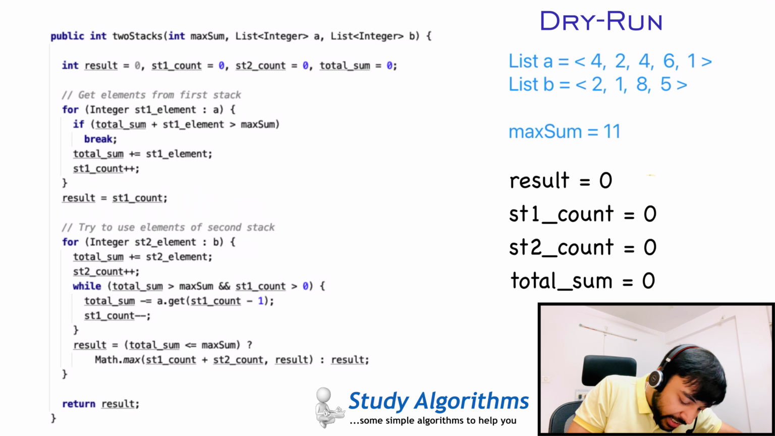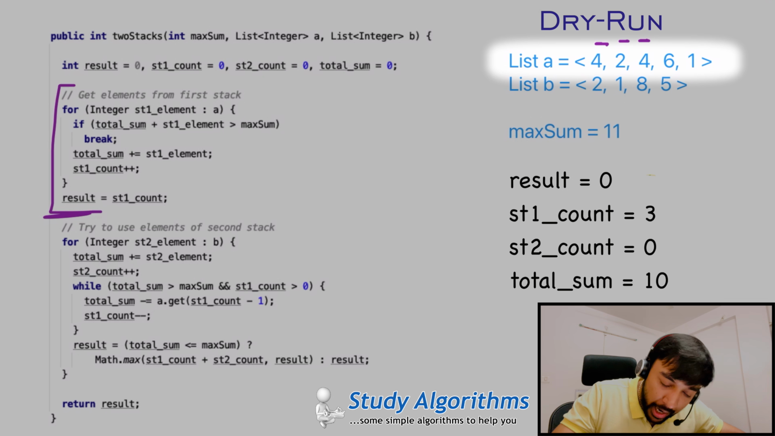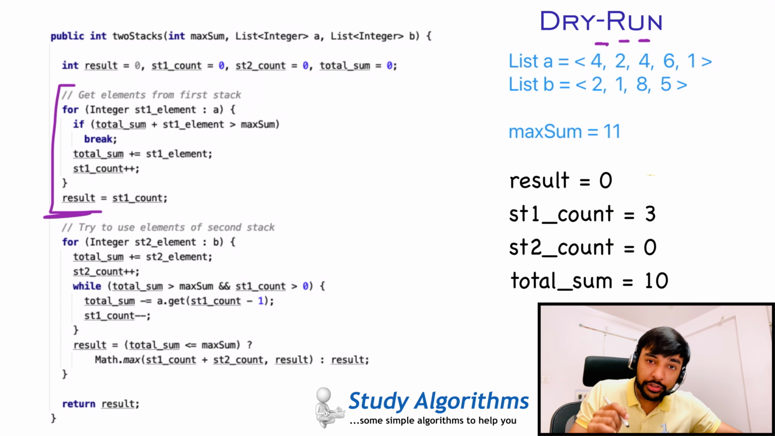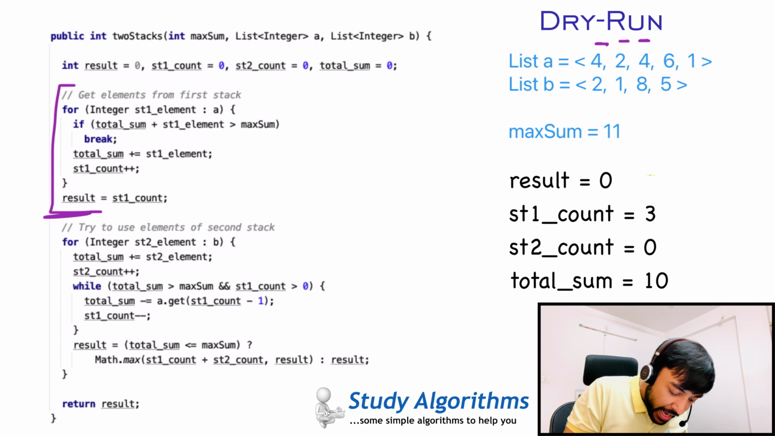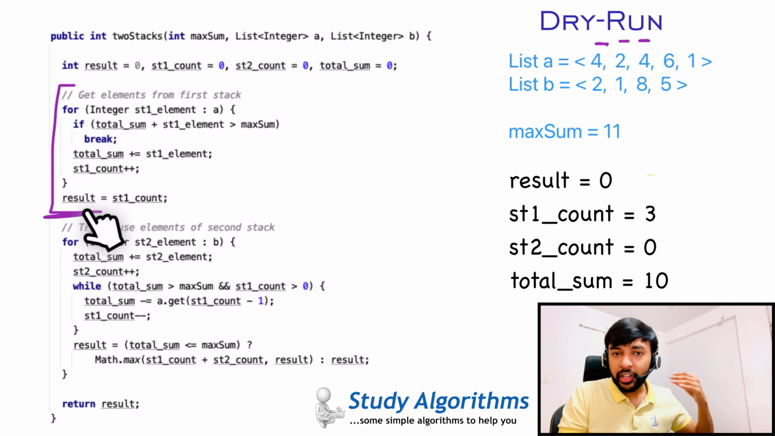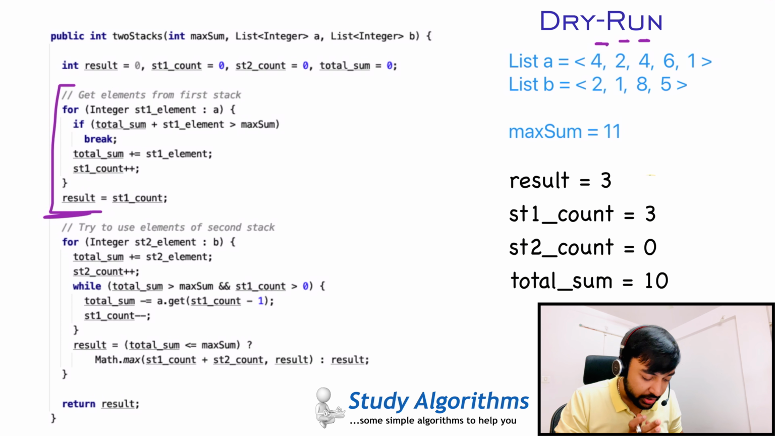So next, as we discussed, first of all, get all the elements from stack 1. Just try to add up all the elements until your sum reaches the maximum sum. So in this scenario, you would be picking the elements 4, 2, and 4 from stack 1. So the value of stack 1 count changes to 3 because you picked up 3 elements, right? And we just say that, hey, if we had one stack, our result would have been 3 because you could pick up only 3 elements.